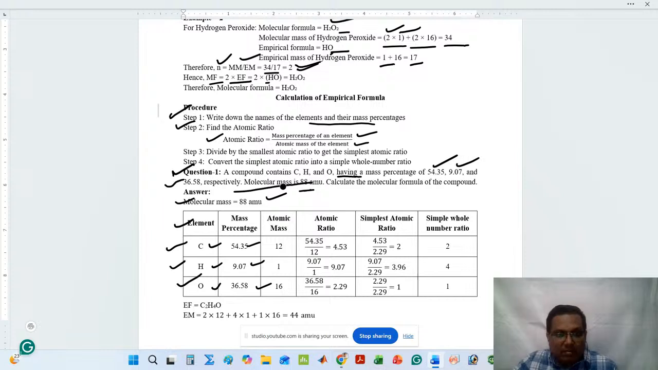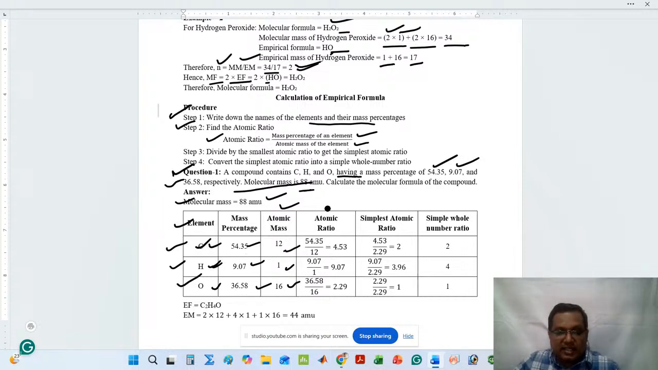So in column number 3, write down the atomic mass of each element present in the compound. The atomic mass of carbon is how much? That is 12. So here I can write 12. The atomic mass of hydrogen is 1, so I can write 1. The atomic mass of oxygen, here I can write 16. In column number 3, I can write the atomic mass of each element.